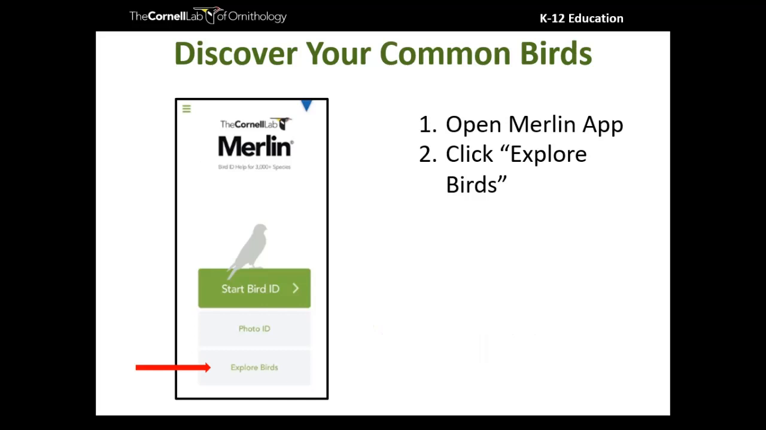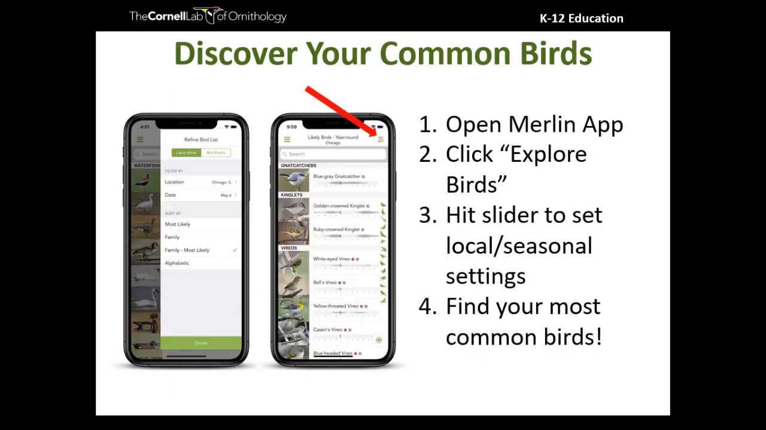Merlin also has another really cool feature that I feel is a little bit less known. You can actually get a list of your local birds. So if you go to the Merlin app and you go to the Explore Birds tab, and then you go to the top hamburger menu on the right or slider menu and select your location and date, you can filter by most likely birds over here.